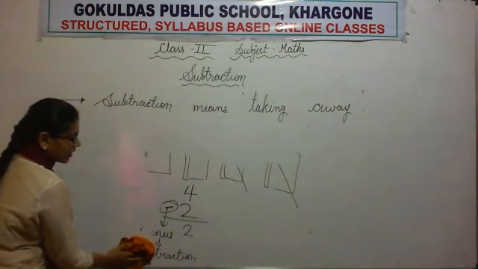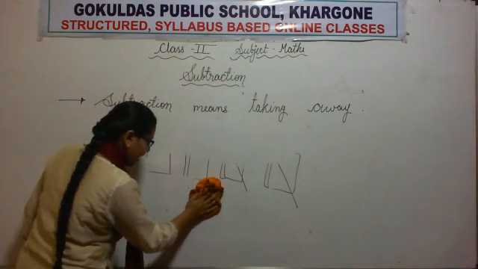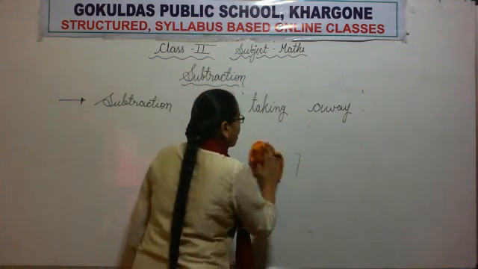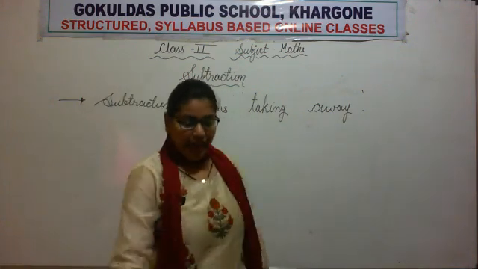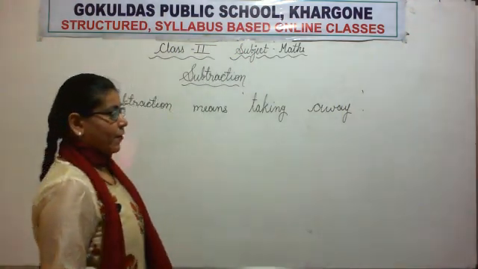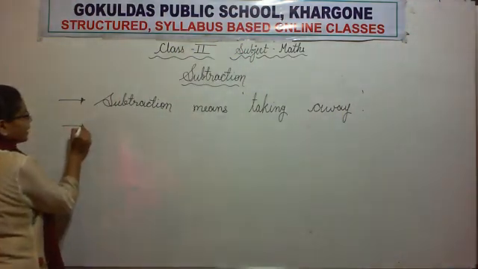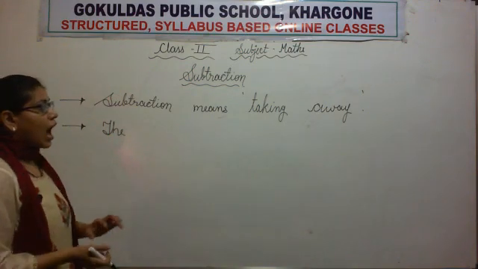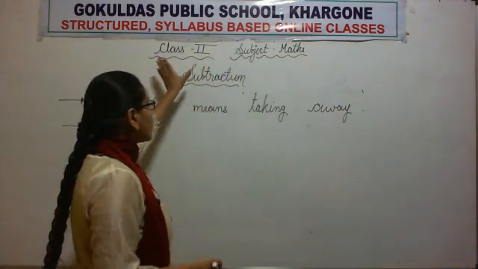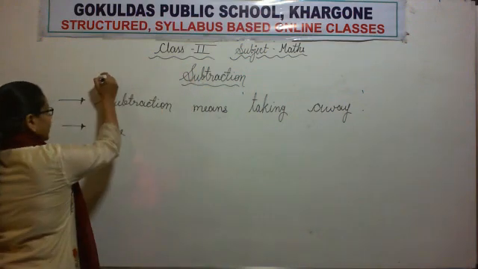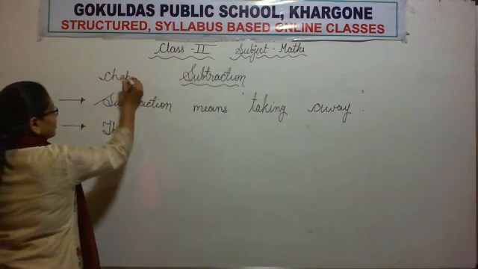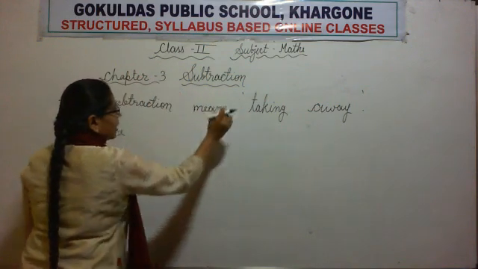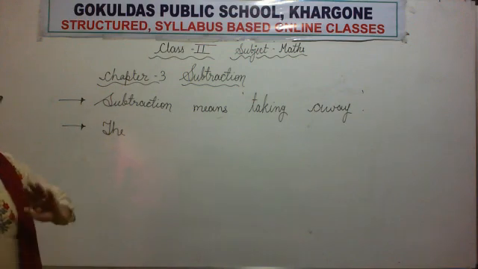So what is subtraction? Repeat after me. Subtraction means taking away. And the sign used for subtraction is called minus. Note it down with me. First of all, you will write chapter number 3. And what is chapter number 3? Chapter number 3 is subtraction.